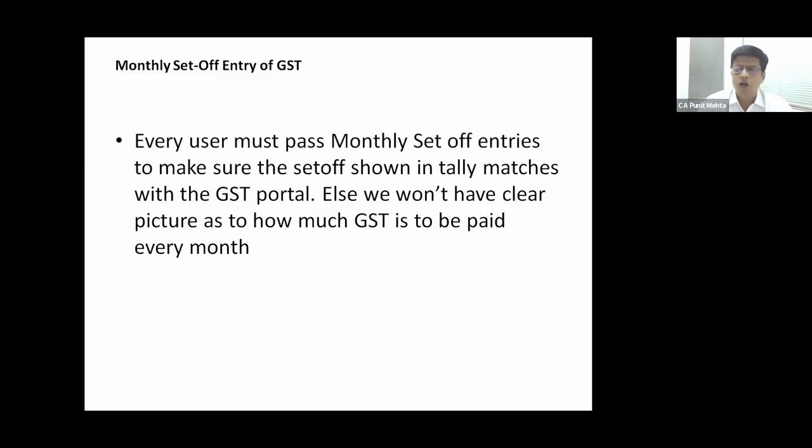Monthly set off entries, how many of us are passing them? Be true to it. Are you passing those monthly adjustment entries? Input against output. Whatever eligible input you have, you adjust it against output, and if it is not eligible or not reflecting in your 2B, you put it in some other head. You are passing an adjustment entry. How many of us are doing it?